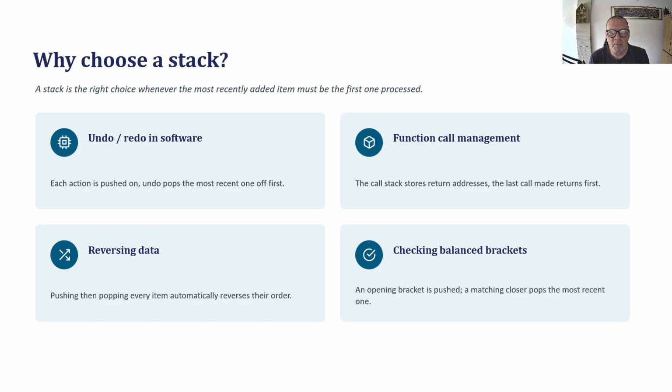Things like function call management, so the stack can store the return addresses. So if we repeatedly call functions, then we can keep track of what happened just before we called this function, so we get back to the most recent thing before that function call, and before that, and so on.